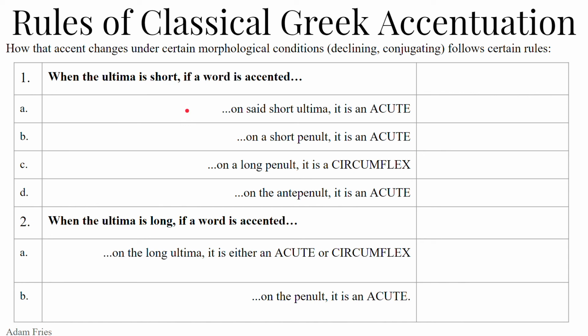Oh boy! So when the ultima is short, for whatever reason you're declining or conjugating, if a word is accented on that short ultima, then it can have an acute, like the word hodos, which is an oxytone. If a word is accented on a short penult, it's an acute, like logos. If a word is accented on a long penult, well, then that's going to be a circumflex, like in doron. And if a word is accented on the antepenult, that's got to be an acute, like in anthropos. So we've got an oxytone, a paroxytone, a properispomenon, and a proparoxytone.